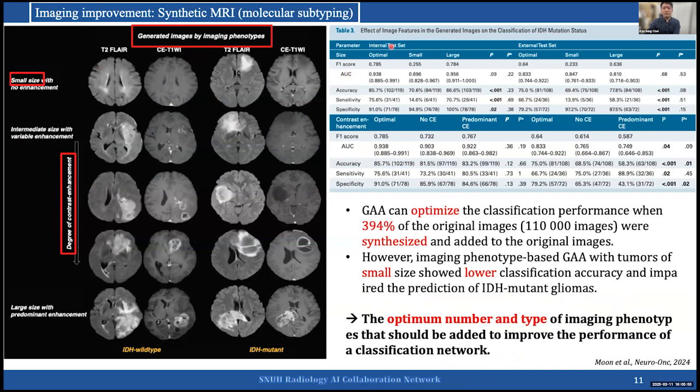They also analyzed the effect of image features of generated images according to phenotypes. So they revealed that generative augmentation can optimize the classification performance when nearly 400% of the original images were synthesized and added to the original ones. Specifically, the augmentation of small-sized tumors can lead to lowering classification accuracy. So they proposed the optimum number and type of imaging phenotypes that should be added to improve the performance of a classification network.